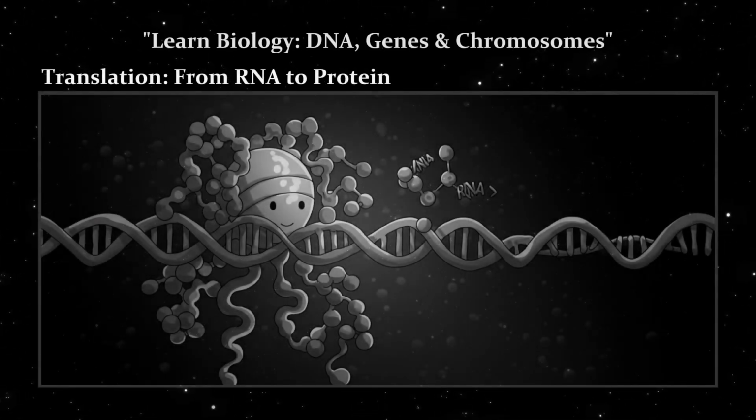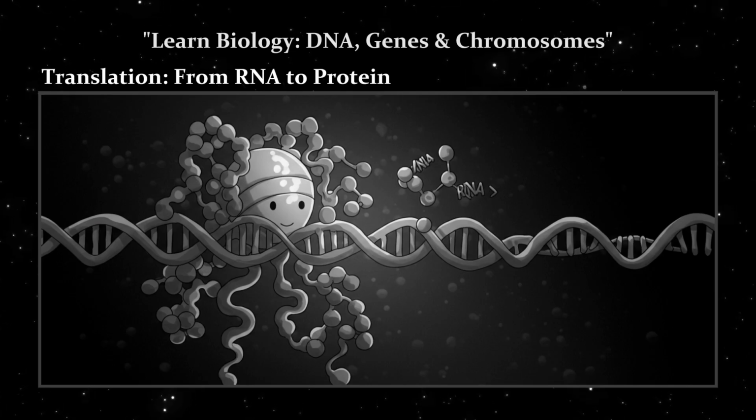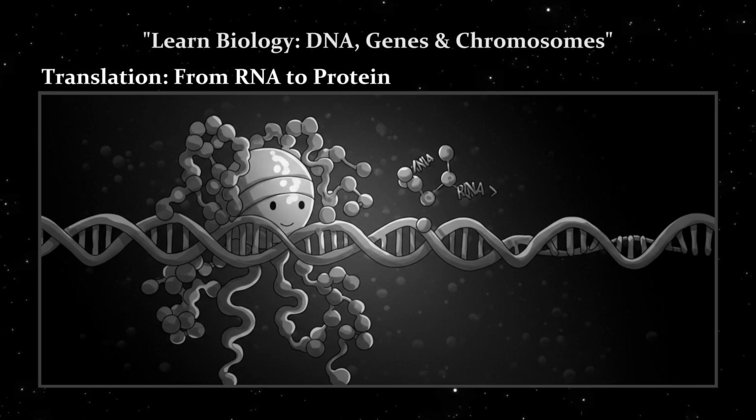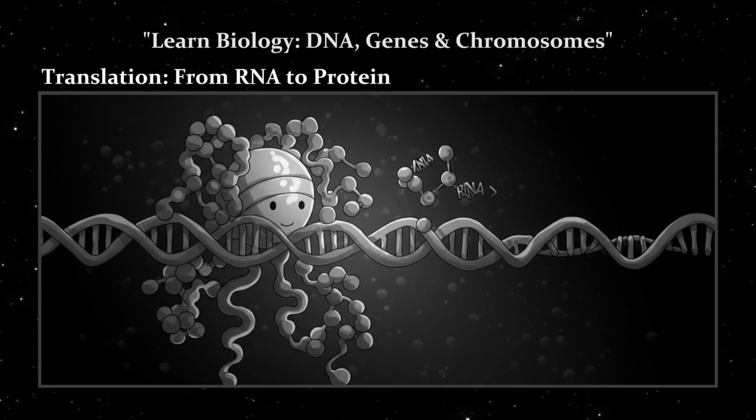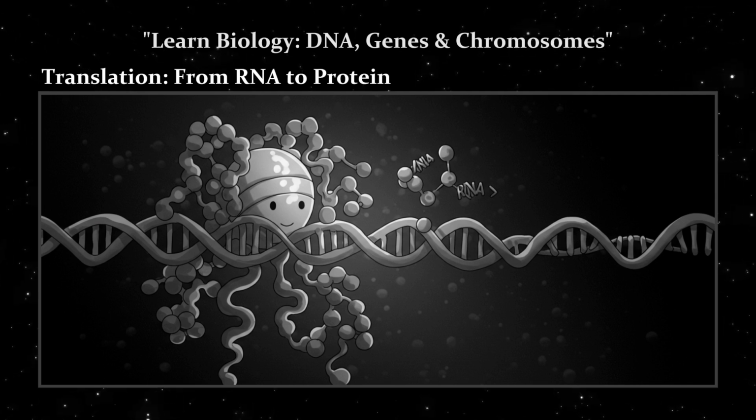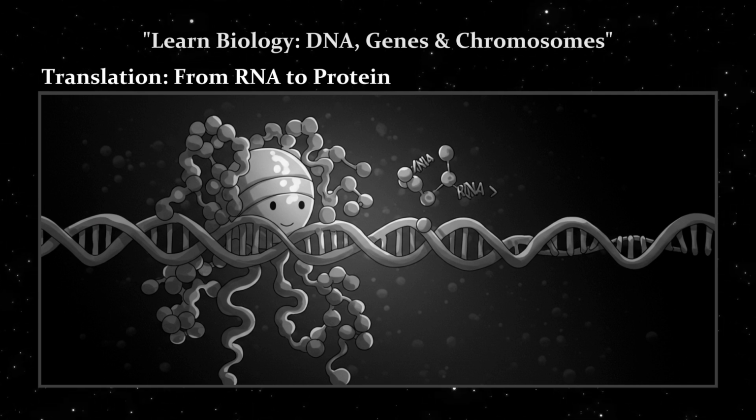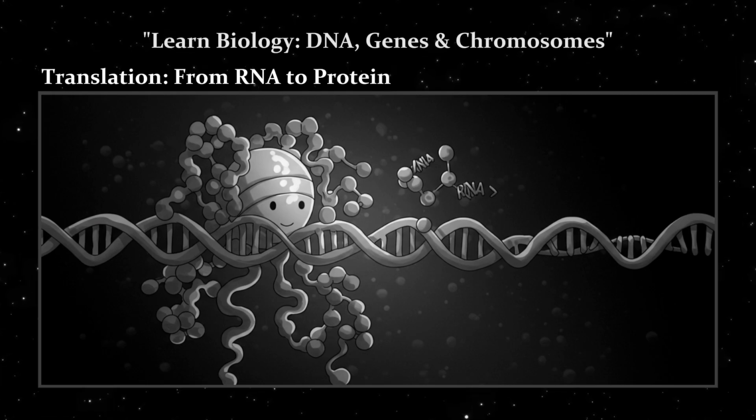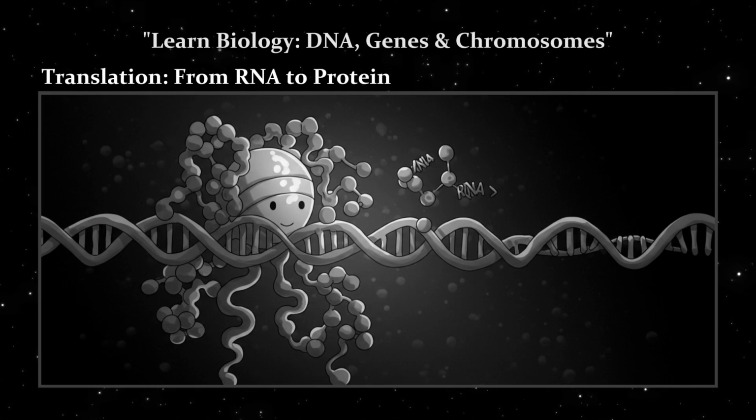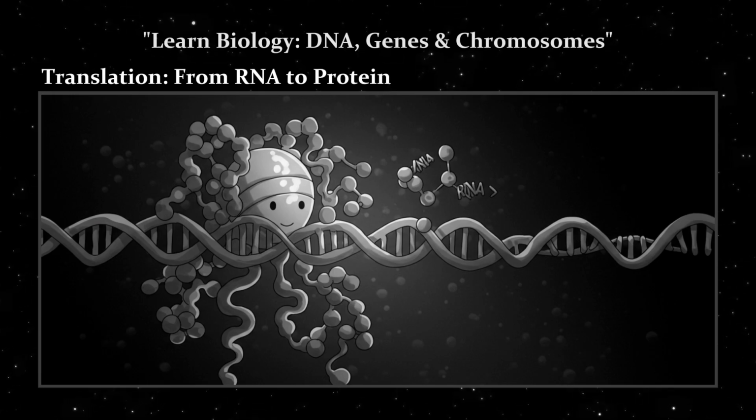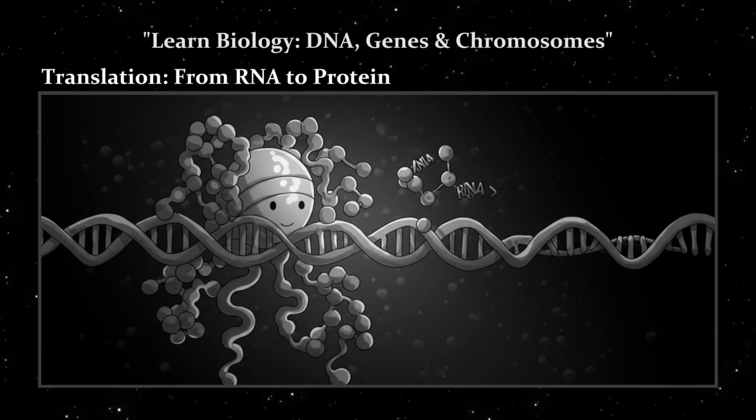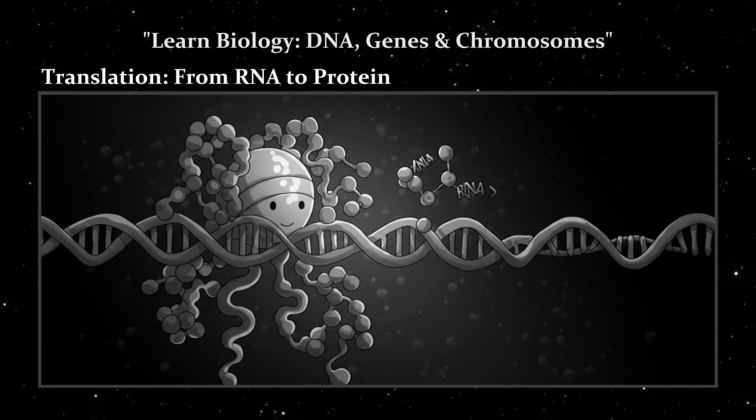Translation: from RNA to protein. In our last lesson, we completed a great journey. We followed the creation of a mature messenger RNA, mRNA, molecule as it was transcribed from the DNA blueprint, meticulously processed, spliced, capped, and tailed. We left it as it passed through the nuclear pore, exiting the protected library of the nucleus and entering the bustling, active city of the cytoplasm.